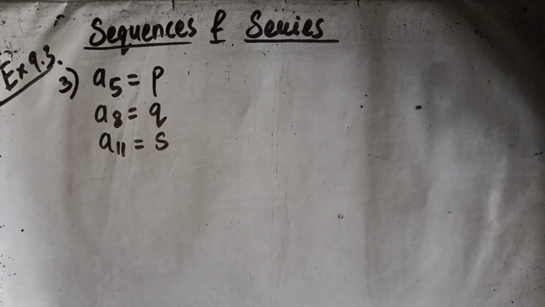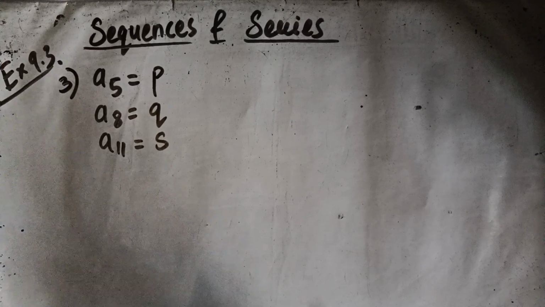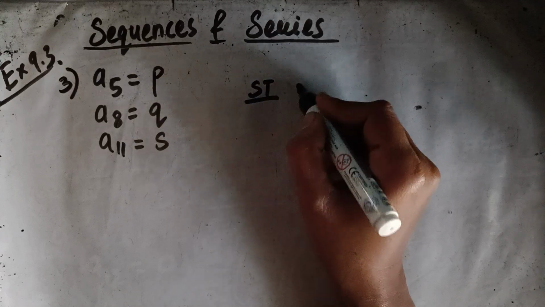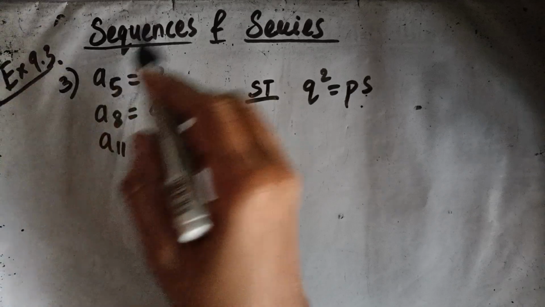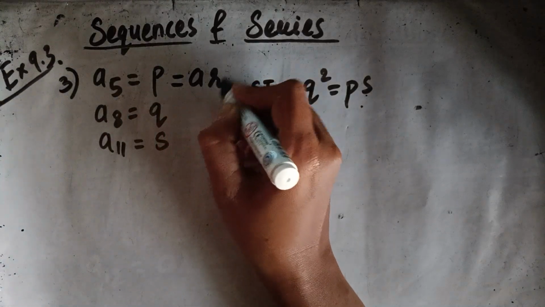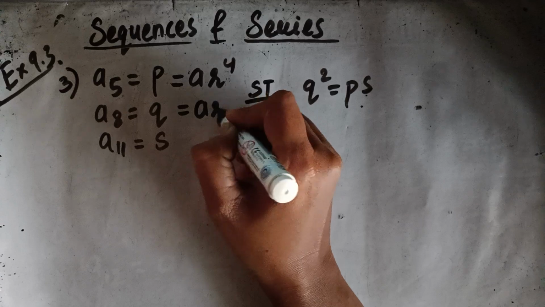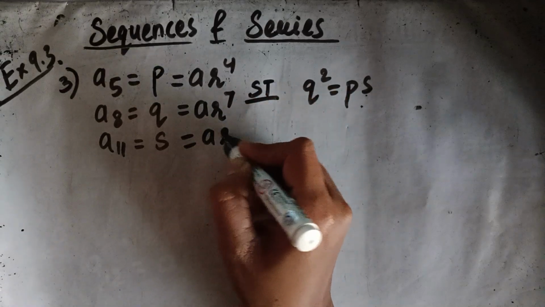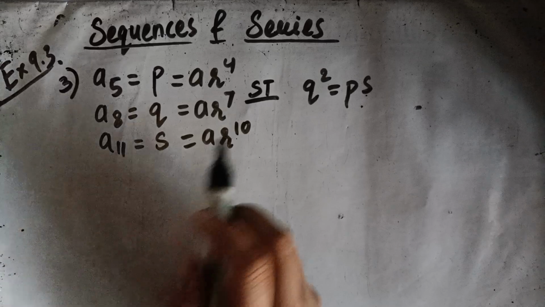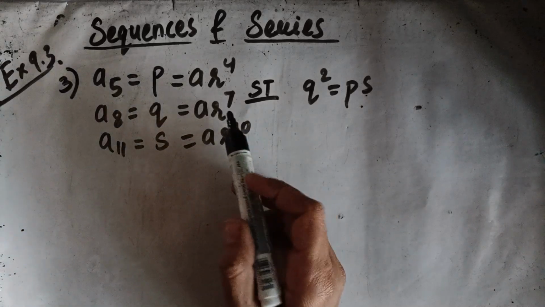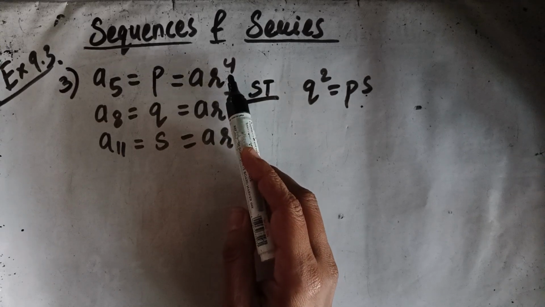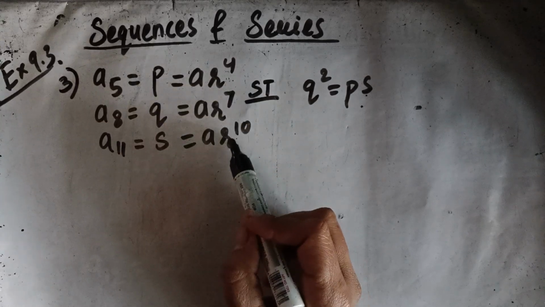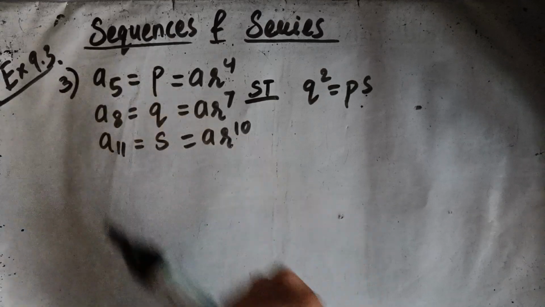Next question, here the 5th, 8th and 11th terms are given. You have to show that q square is equal to ps. So a5 can be written as a r raised to 4, a r raised to 7 and a r raised to 10. So if I divide r raised to 7 by r raised to 4, then r raised to 10 by r raised to 7, we'll get some equations.